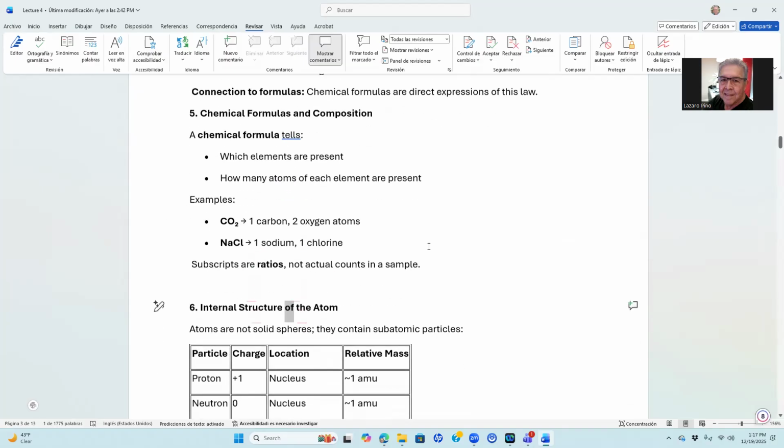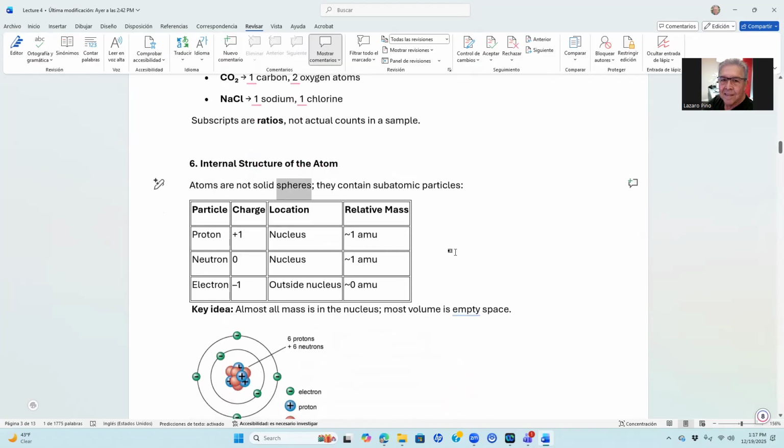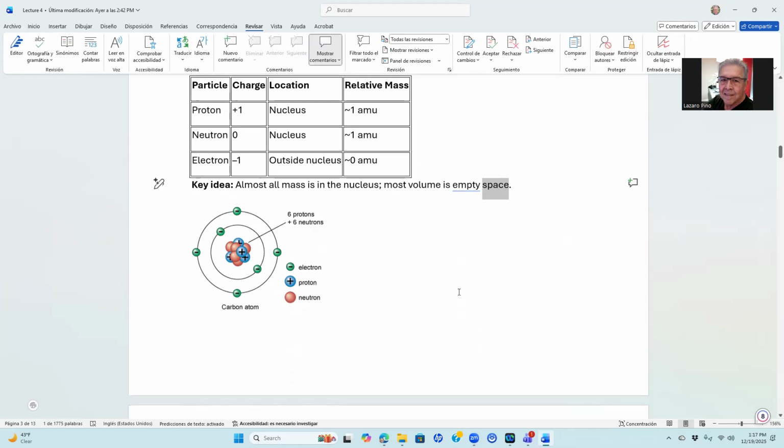6. Internal structure of the atom. Atoms are not solid spheres, they contain subatomic particles. Particle, charge, location, relative mass. Proton, +1, nucleus, 1 AMU. Neutron, 0, nucleus, 1 AMU. Electron, -1, outside nucleus, 0 AMU. Key idea: almost all mass is in the nucleus, most volume is empty space.